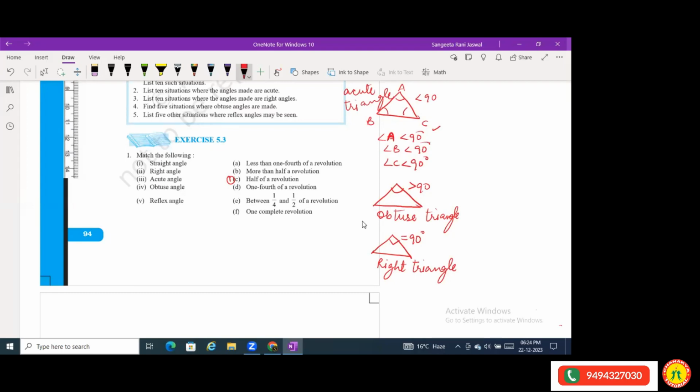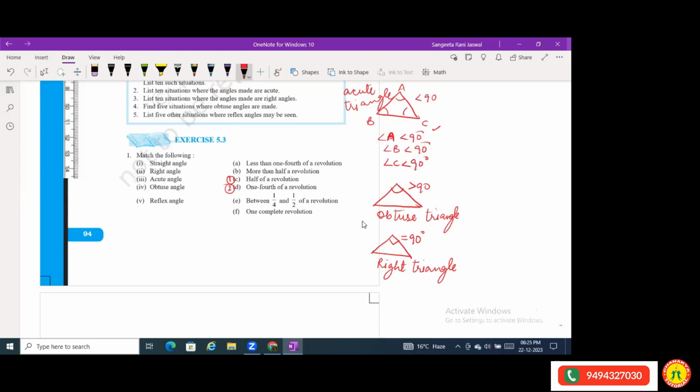Okay, Afan, tell me right angle. Where will you match right angle with? Right angle is going to be between three options. Ma'am, is it E? No, it's D. Okay. Right angle is 1/4 of a revolution.